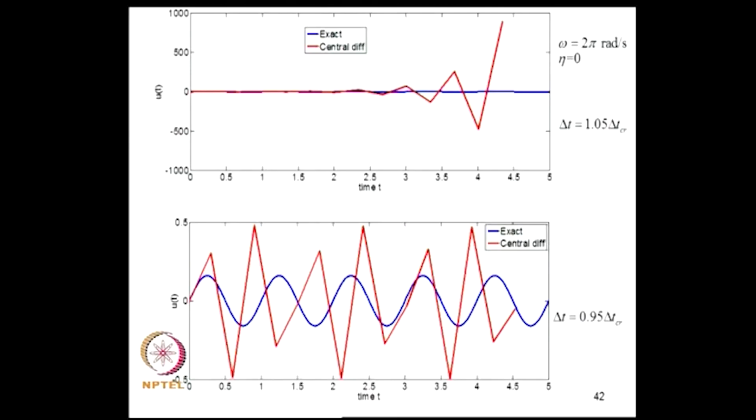So, some numerical illustrations. Let us start with an undamped free vibration of a system with natural frequency 2 pi, eta is 0, and we will select a step size which is about 5% more than the critical step size. We see that the red line is the finite difference approximation. So, the error is growing and it swamps the true solution. On this scale the true solution appears like a flat line. Now, on the other hand, if delta t is about 95% of the delta t critical, at least the errors do not grow, but the solution obtained is quite unsatisfactory. The blue is the exact solution, red is the solution from the central difference scheme.